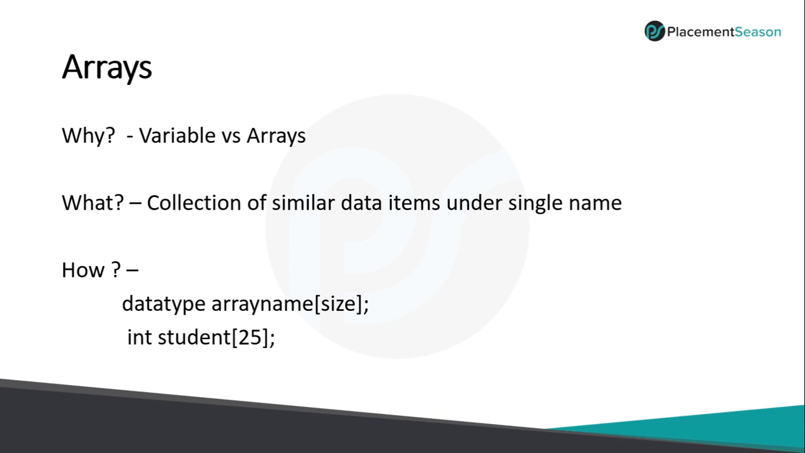Okay, so let me give an example. For example, if you want to store or process some 10 elements, you can simply use variables. But if you want to check for some 50 or 100 elements, you cannot simply use the variables which you have declared.